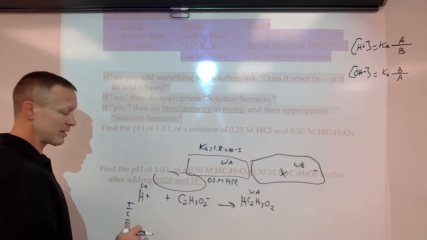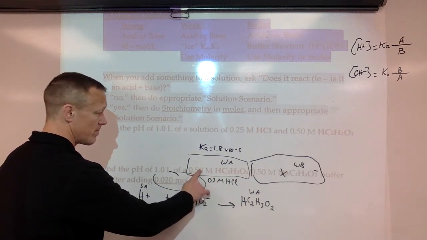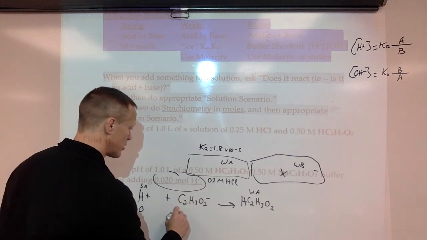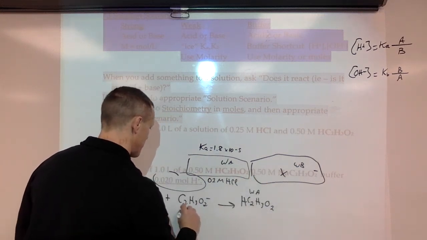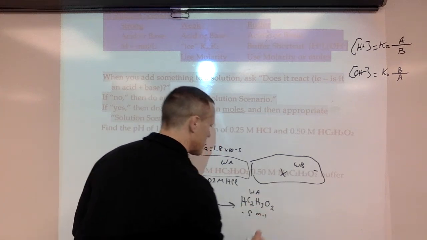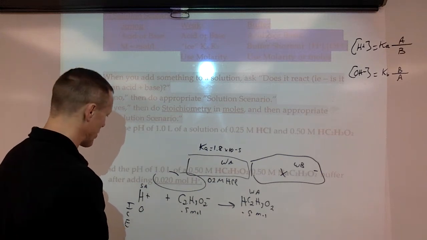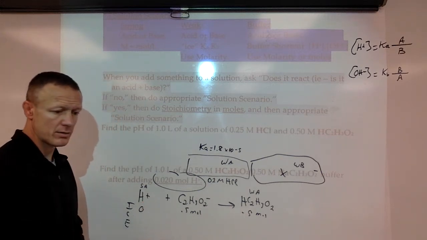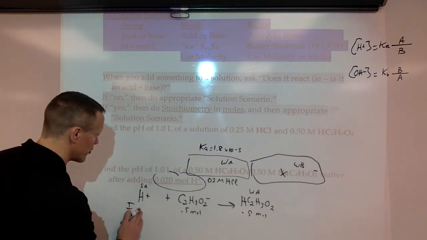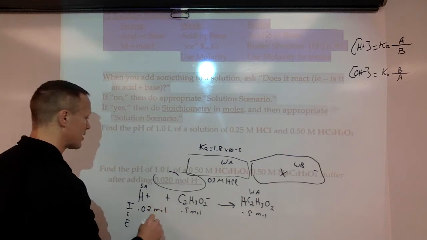Our concentration H plus, we're going to say initially was 0 before we add any of this in. This was, and again, we're doing moles now, 0.5 times 1 liter is 0.5 moles. 0.5 moles, 0.5 moles. So let's think about what's happening. We added in our H plus ions, and we added in 0.02 moles of H plus ions, so we'll put that in.